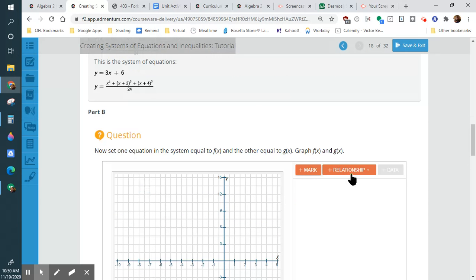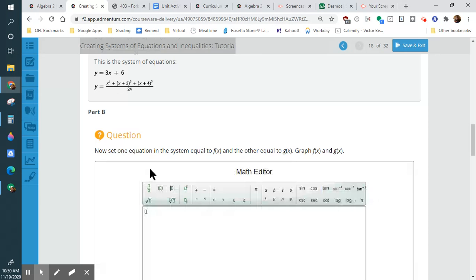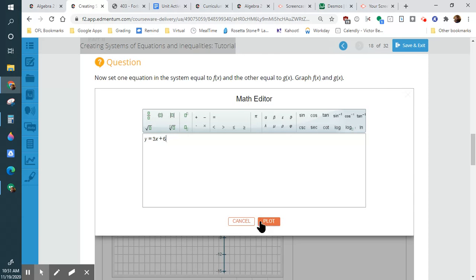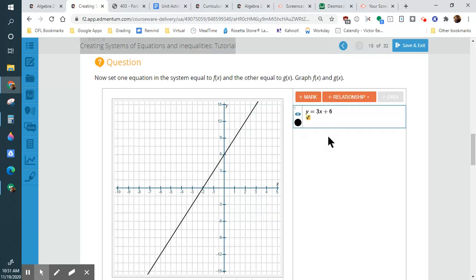Next, we're going to want to find the relationship between these two. So we're going to say relationship. You could do linear because it is a linear relationship, but I like just going custom. Custom is easier because you're just like y equals 3x plus 6. Like that. Now I have a nice little line.